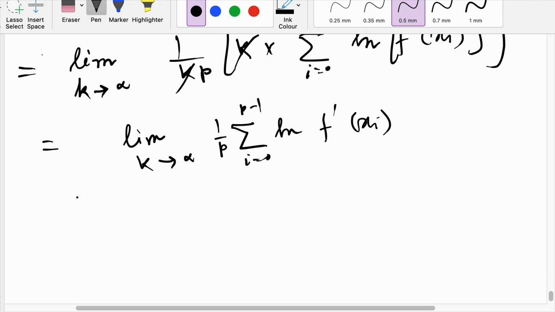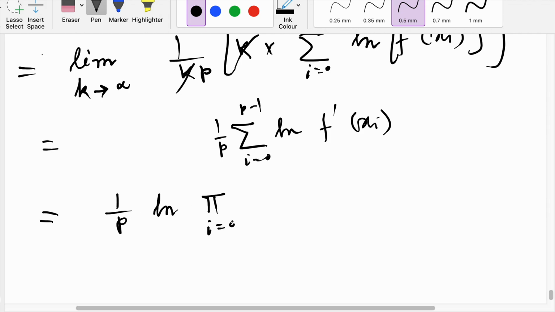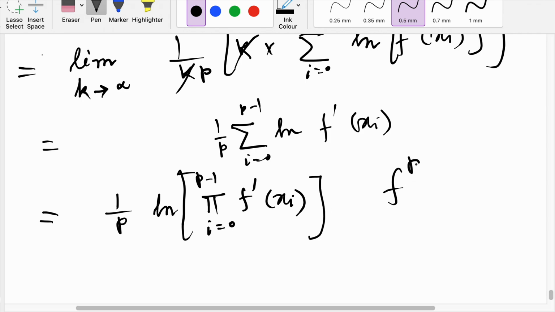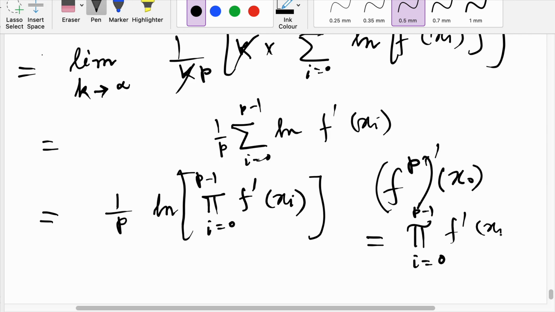And since there is no k left, we can get rid of this limit, it doesn't require it here. Now we know that the summation of logarithms can be written as the logarithm of a multiplication. So 1 by p ln of the product for i equal to 0 to p minus 1 of f prime xi. And what do we know? That f p prime x0 can be written as the product for i equal to 0 to p minus 1 of f prime xi.